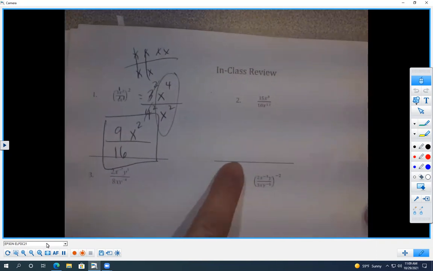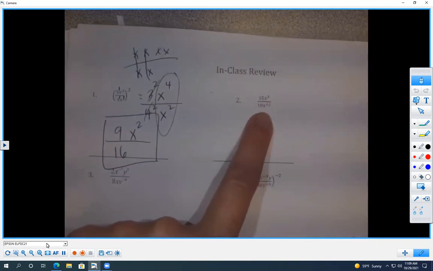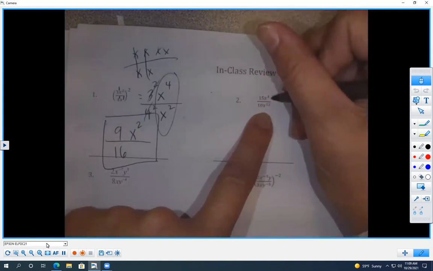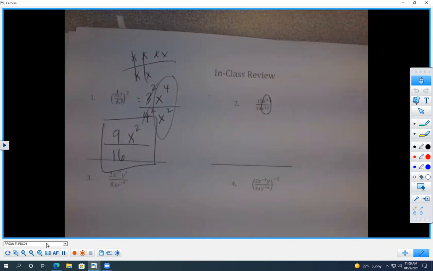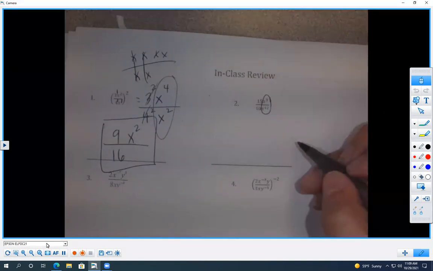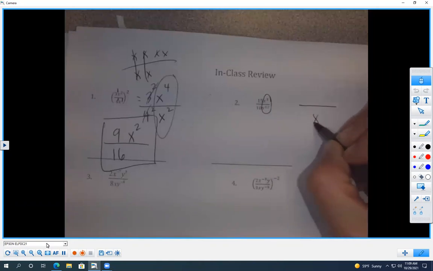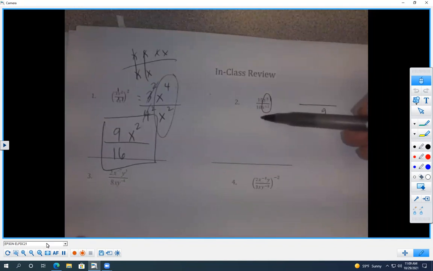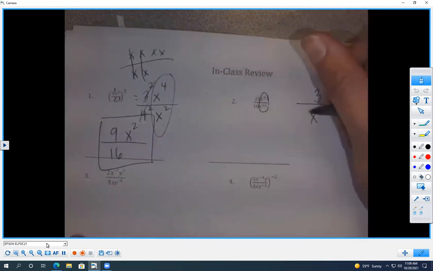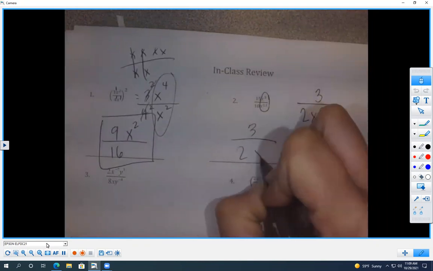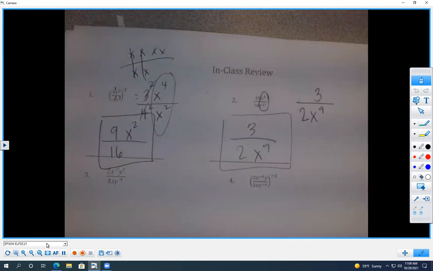Okay, look at number 2. 15x to the third over 10x to the 12th. The x to the third next to the x to the 12th: 12 minus 3 is 9. And where's that going to go, on top or on bottom? On bottom. x to the 9th on bottom because there's more of them on bottom here. And then 15 and 10 can reduce. Both divided by 5. So 15 divided by 5 is 3, 10 divided by 5 is 2. So your answer is 3 on top over 2x to the 9th on bottom.